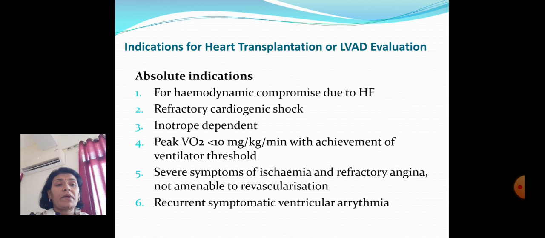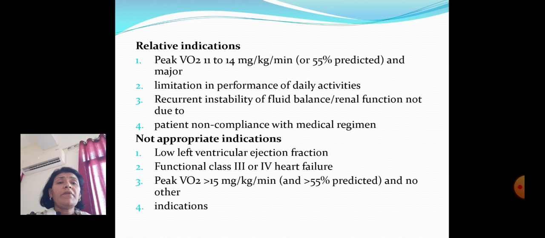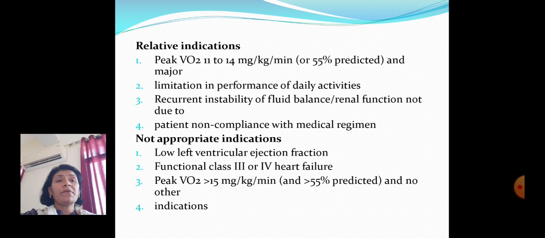and presence of recurrent symptomatic ventricular arrhythmia. Relative indications are peak VO2 11 to 14 mg per kg per minute or around 55% predicted, and major limitation in performance of daily activities, recurrent instability of fluid balance or renal function which is not due to patient non-compliance with medical regime.